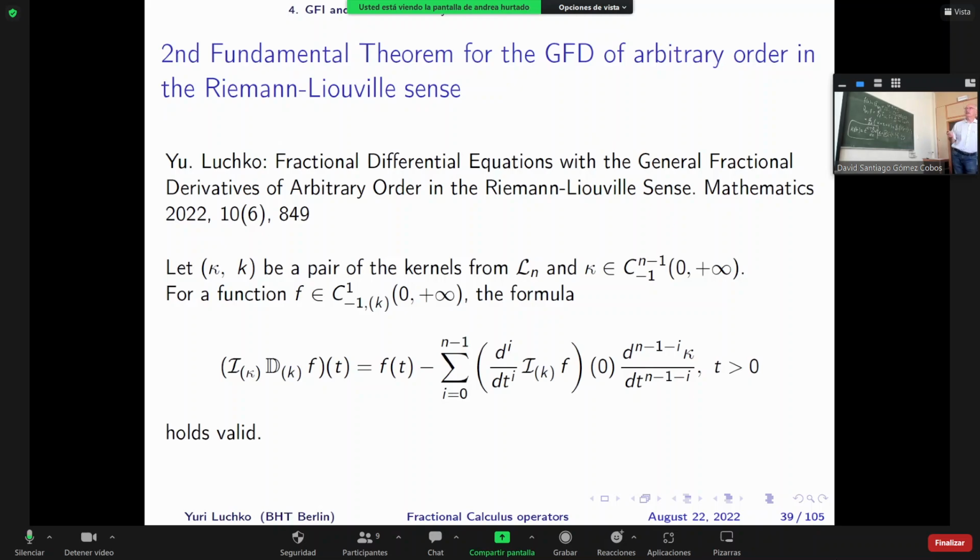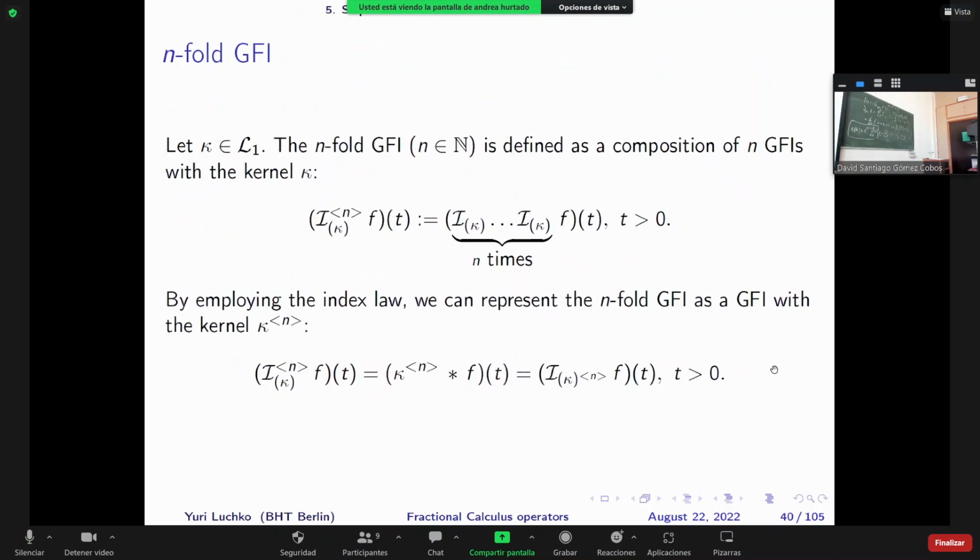Of course, in the case of the kernels kappa and k that I already showed you, Paolo kernels, we get here the Riemann-Liouville fractional derivative and the Riemann-Liouville fractional integral, and of course this formula is well known. But in the case of the general kernels it's a new and important formula. So we said here we have the form of the natural initial conditions.